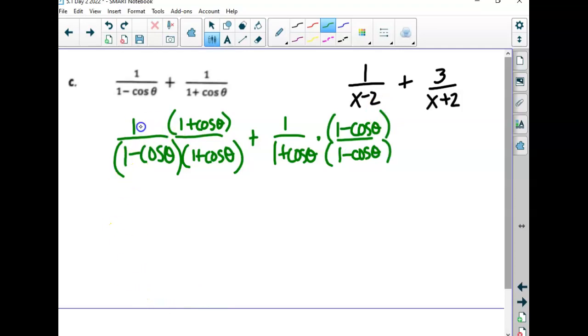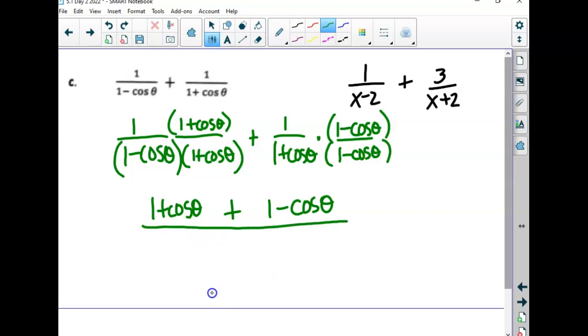What does the top become up here? 1 plus cosine. Plus, over here, when we multiply, we just get 1 minus cosine. Okay? What happens in the denominator? When you add fractions, you add the top and keep the denominator. So down here we have a 1 minus cosine times a 1 plus cosine, whatever order you want.